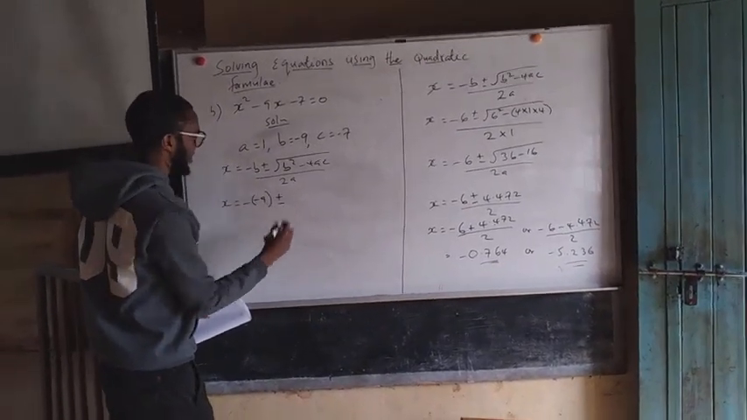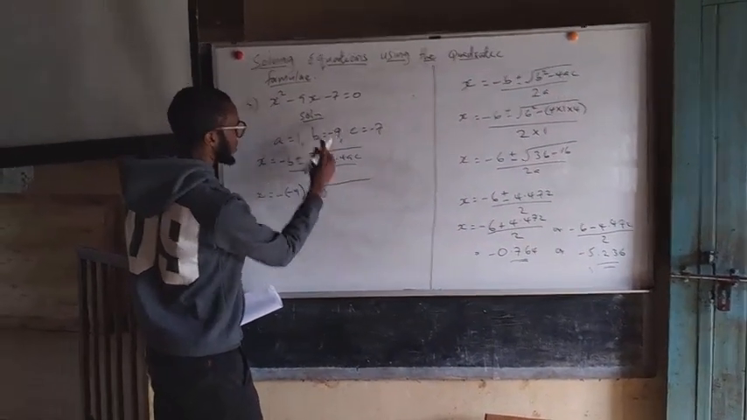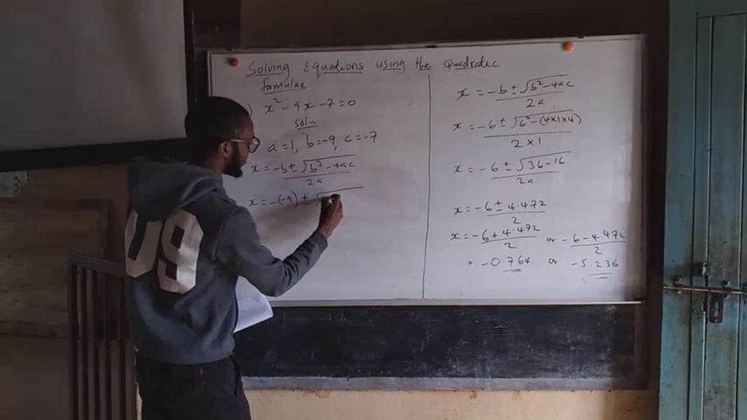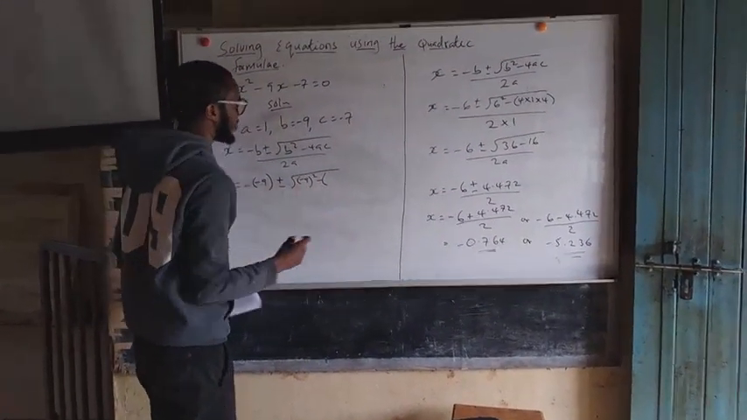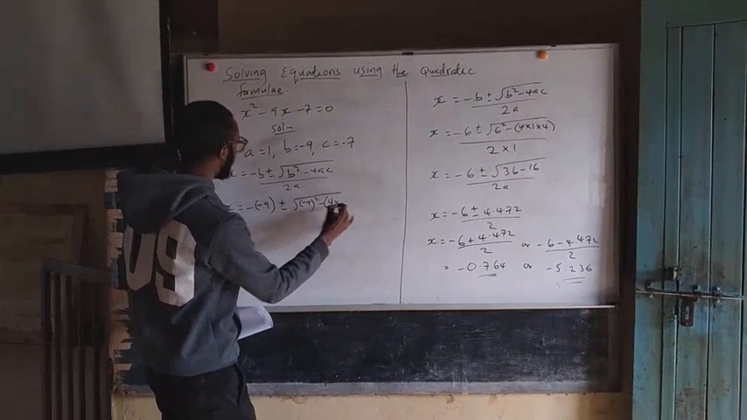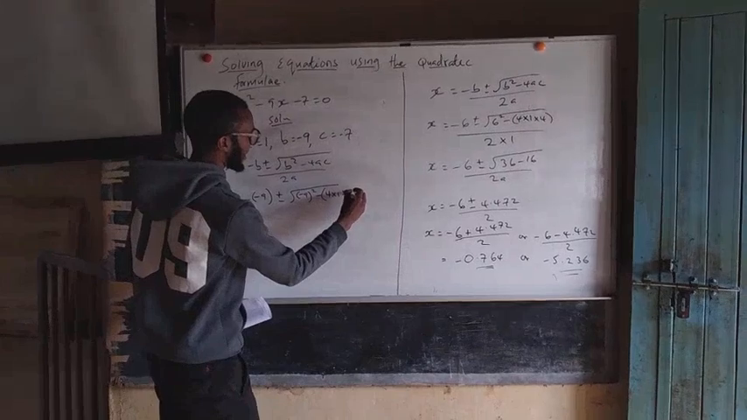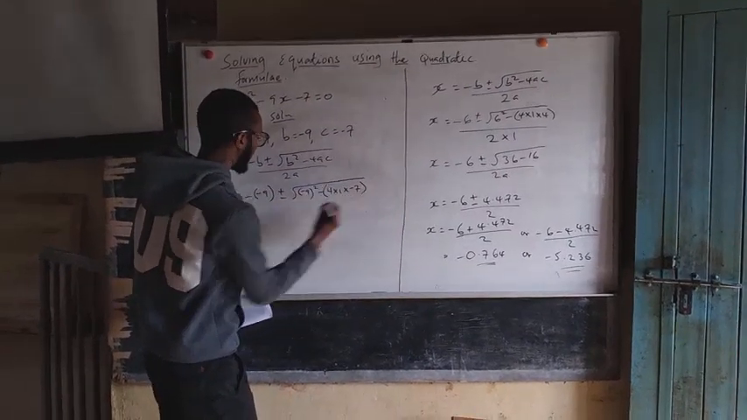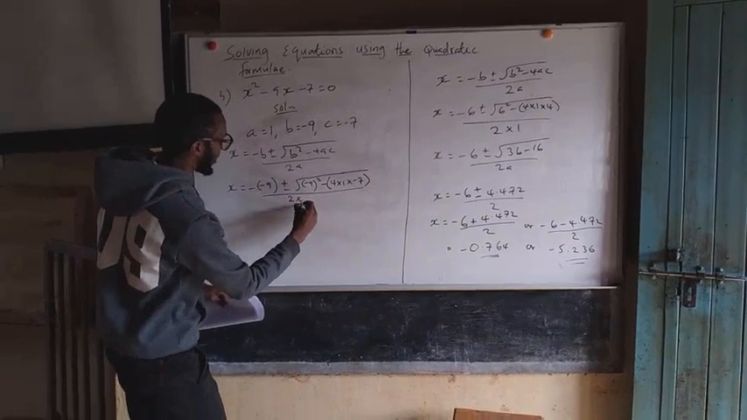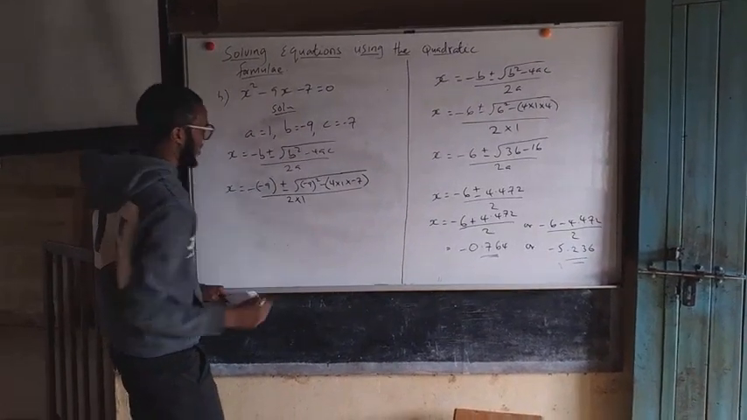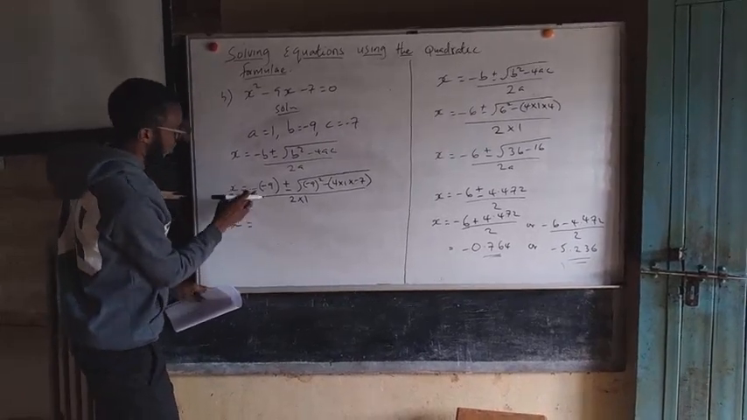So plus or minus, we continue from there, we say b squared, our b is negative 9. So we say negative 9 squared minus, into the bracket, 4ac. 4 times a, our a is 1 and our c is negative 7. Our c is negative 7, and then from there we say 2a, that is 2 times 1.